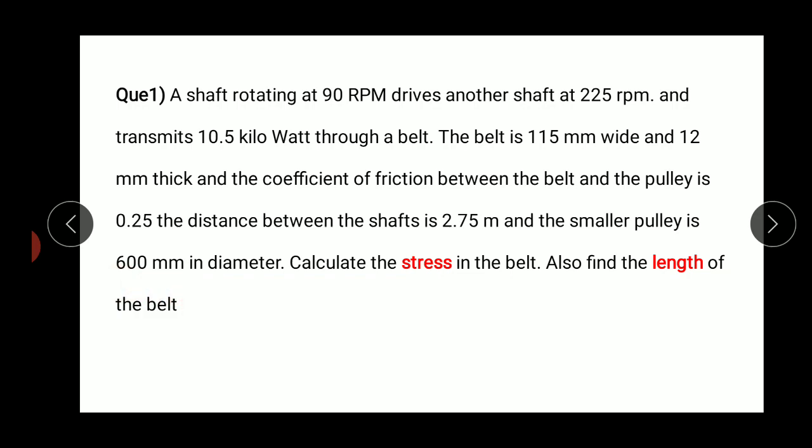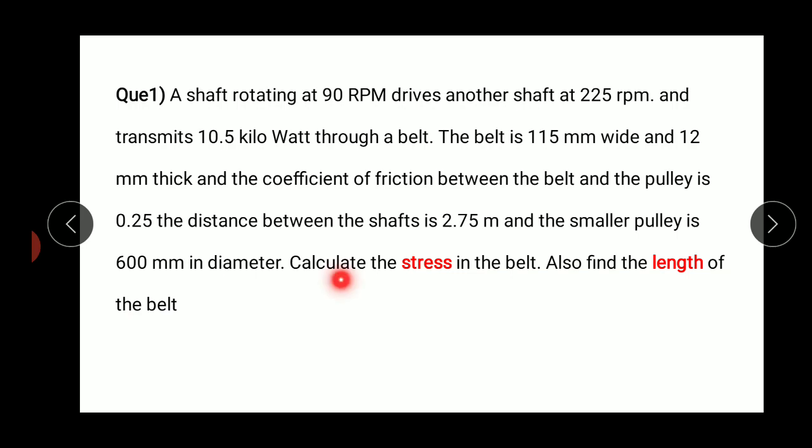Calculate the stress in the belt. So we have to find the stress, also find the length of the belt. One thing you should observe over here is that in the entire question nowhere it is mentioned which type of belt drive it is. So whenever in the question it is not mentioned which type of belt drive it is, by default it is open belt drive.